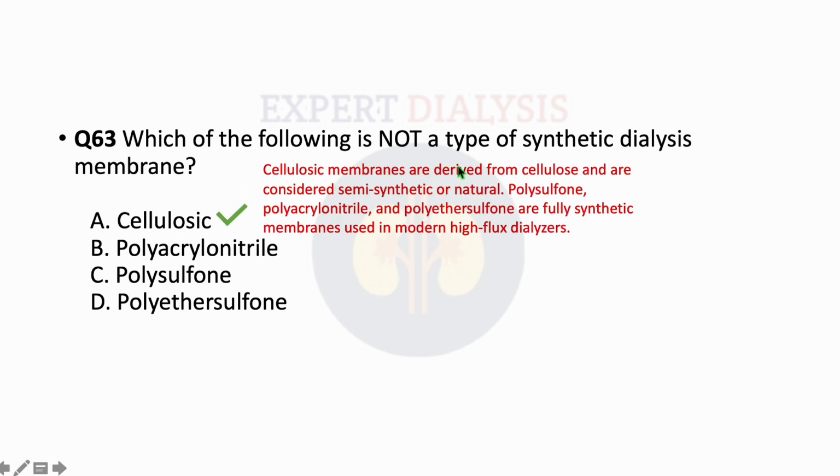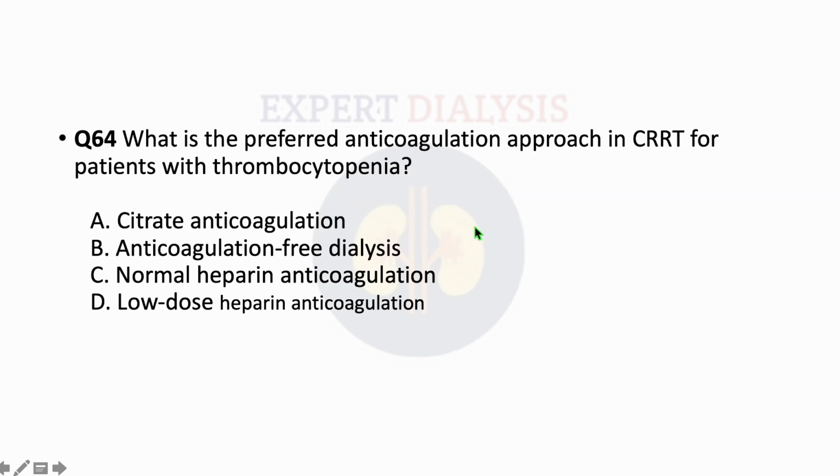Cellulose membranes are derived from cellulose and are considered semi-synthetic or natural. Polysulfone, polyacrylonitrile, and polyether sulfones are fully synthetic membranes used in modern high-flux dialyzers. Moving ahead to the fourth question.